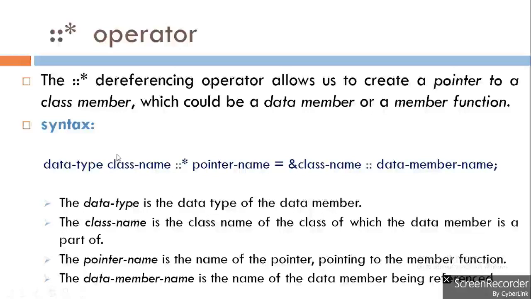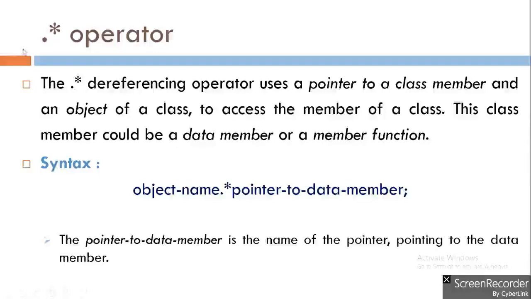Then class name is the name of the class of which the data member is a part. Then pointer name is the name of the pointer which is pointing to the data member or a member function. And at the last, data member name is the name of the data member being referenced by the pointer name.